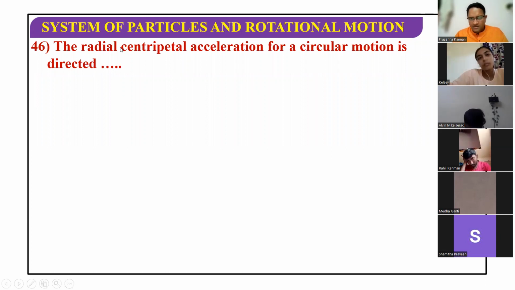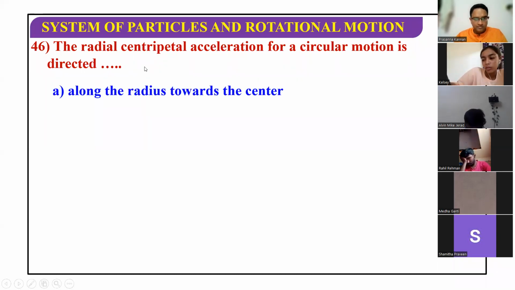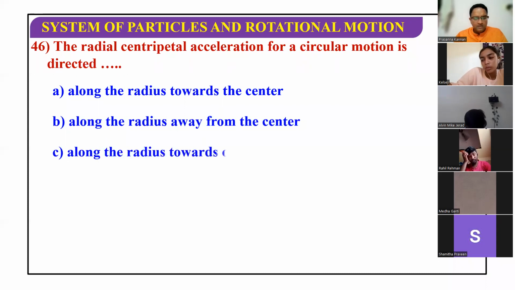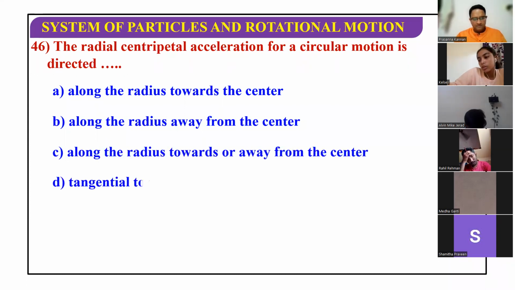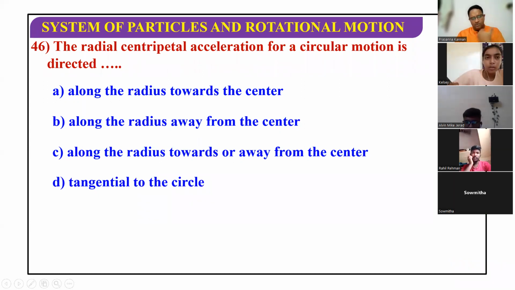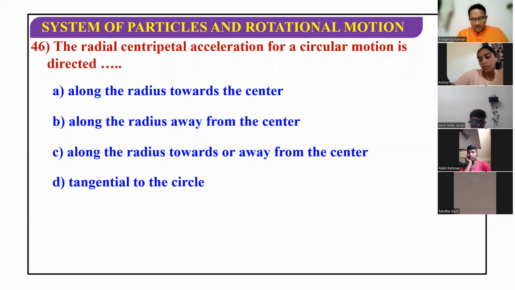46th question. The radial centripetal acceleration for circular motion is directed. What is the direction of centripetal acceleration? Come on. d omega by dt. That's correct, but the question is about the direction.